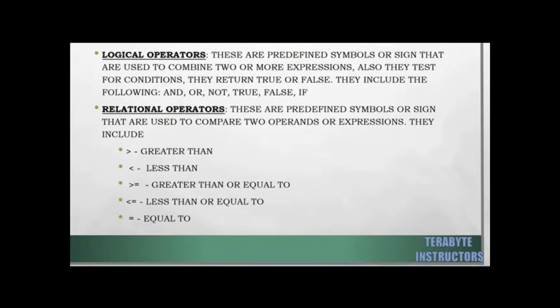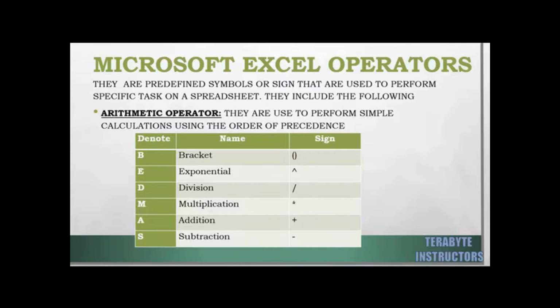Now, the arithmetic operator is used to perform simple calculations, just like what I have on the table there: the bracket, the exponential, division, multiplication, addition, and subtraction. These are the order of precedence that you need to follow when you want to perform any calculations.